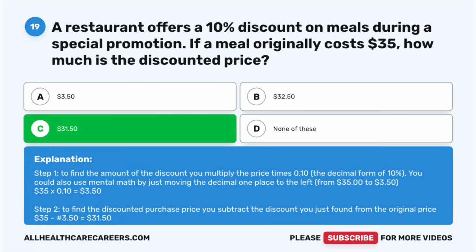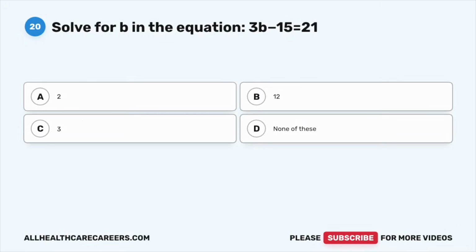Step 1. To find the amount of the discount, you multiply the price times 0.10, the decimal form of 10%. You could also use mental math by just moving the decimal one place to the left from 35.00 to 3.50. 35 times 0.10 equals 3.50. Step 2. To find the discounted purchase price, you subtract the discount you just found from the original price. 35 minus 3.50 equals 31.50.